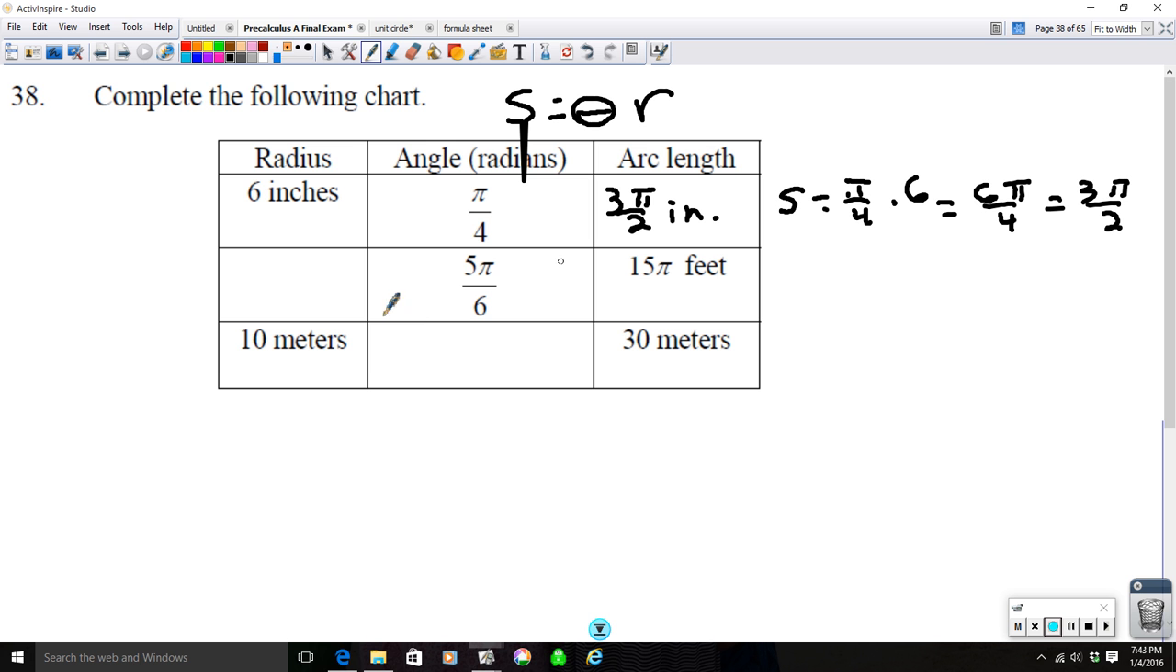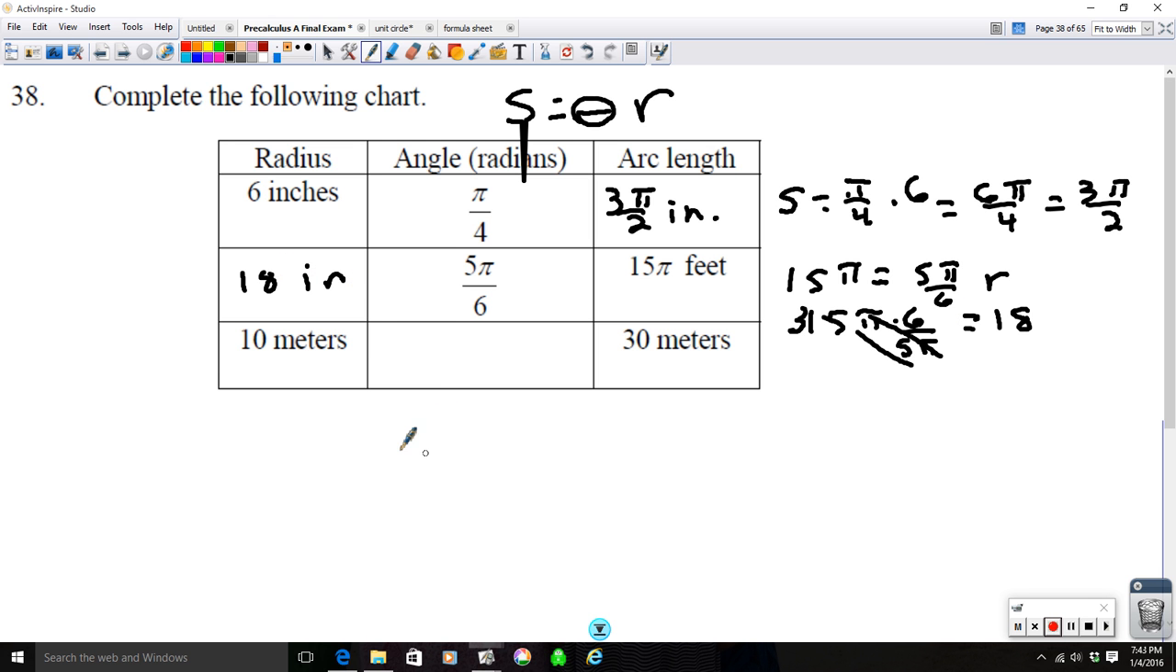For the second one, we're missing the radius. So we have the arc length of 15 pi. We are given the angle, which is 5 pi over 6. And we're solving for the radius, which would be in inches. So we are actually going to divide, which is the same as multiplying by the reciprocal. So 15 pi divided by 5 pi over 6 is multiplied by 6 over 5 pi. 5 goes into 15 3 times. The pi's cancel, and 6 times 3 is going to give you 18. So the answer should be 18 inches.